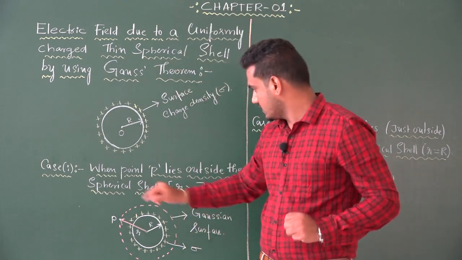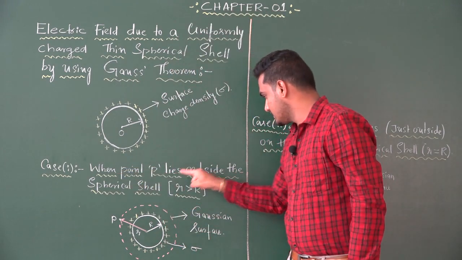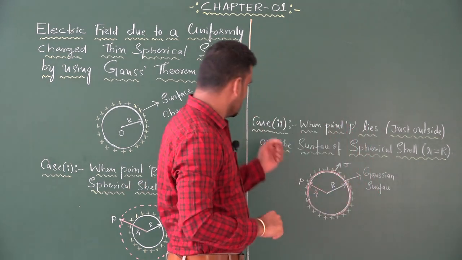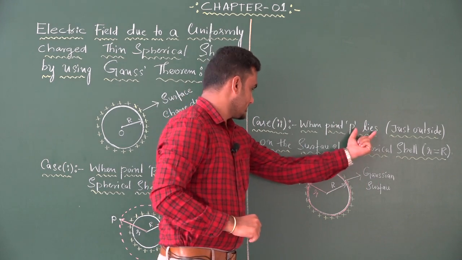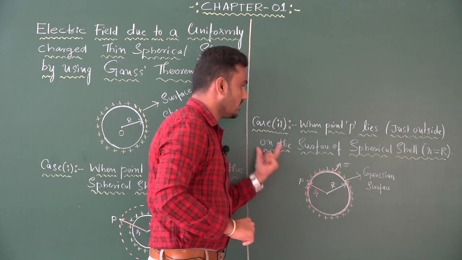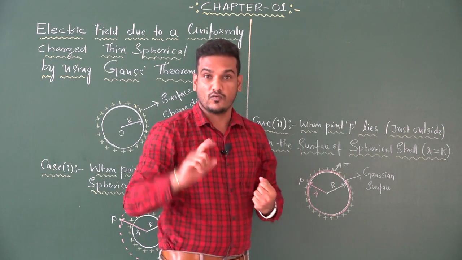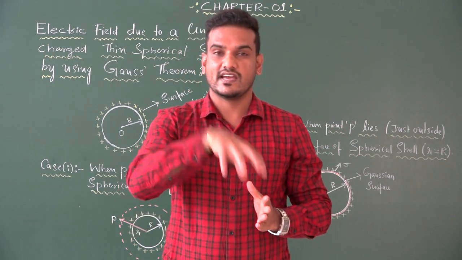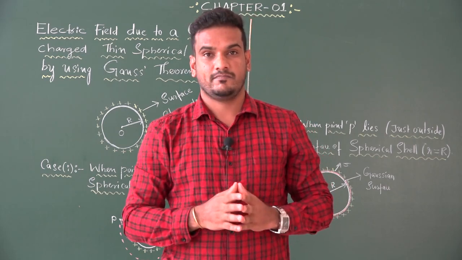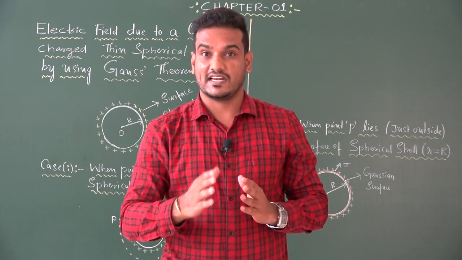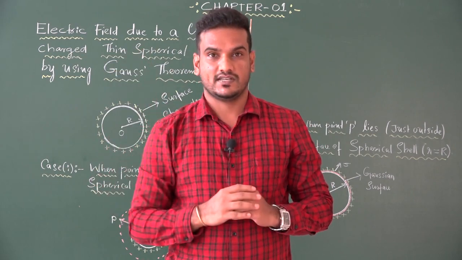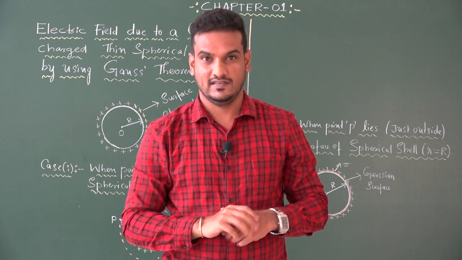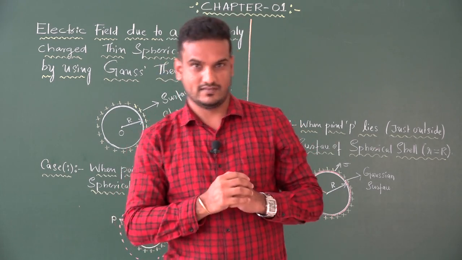Look at the first case, when point P lies outside the spherical shell. The second one, when the point P lies just outside or on the surface of the spherical shell. One more case we have, when point P lies inside the spherical conductor. Which means we are finding the electric field outside the spherical conductor, on the surface of the spherical conductor, and inside the spherical conductor. So let us discuss one by one.